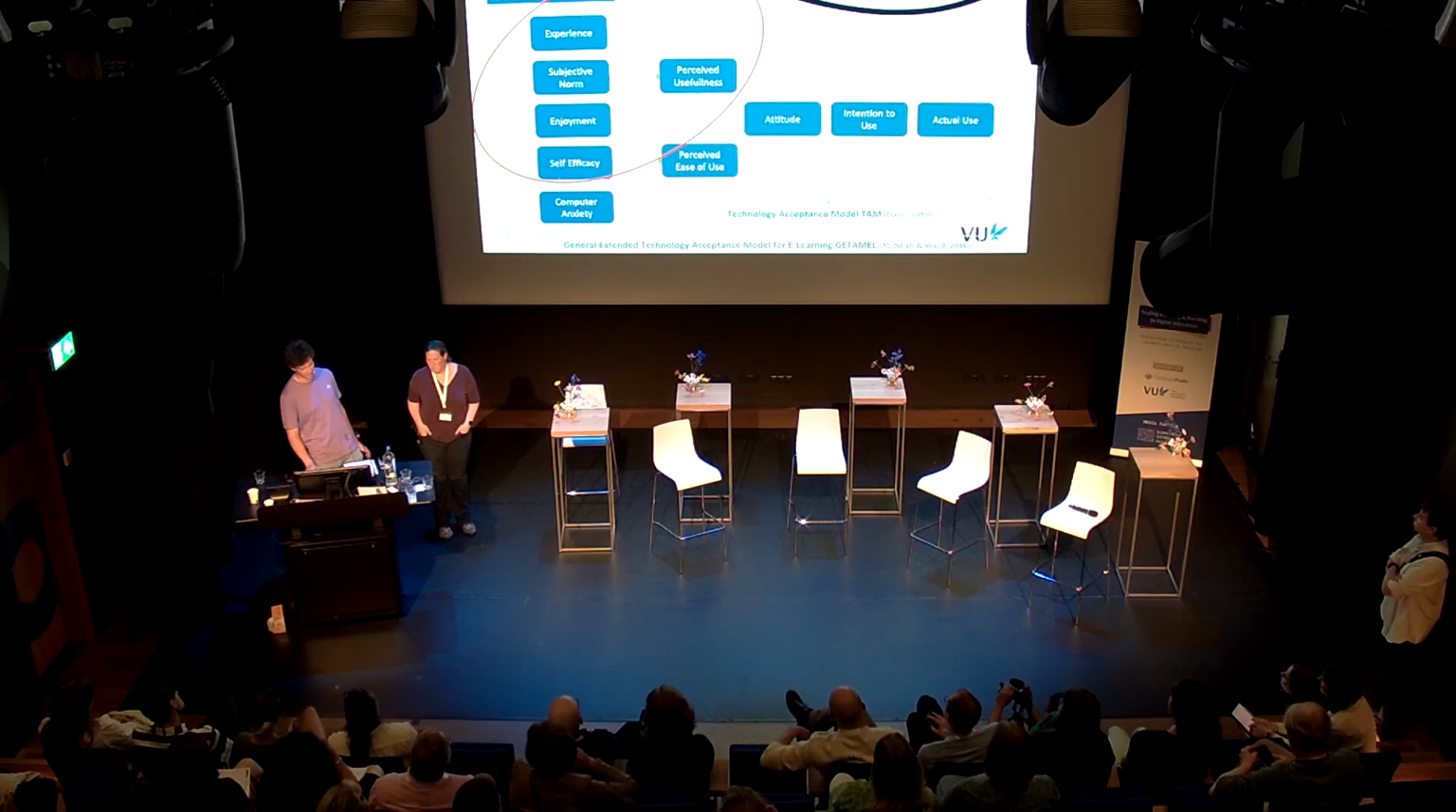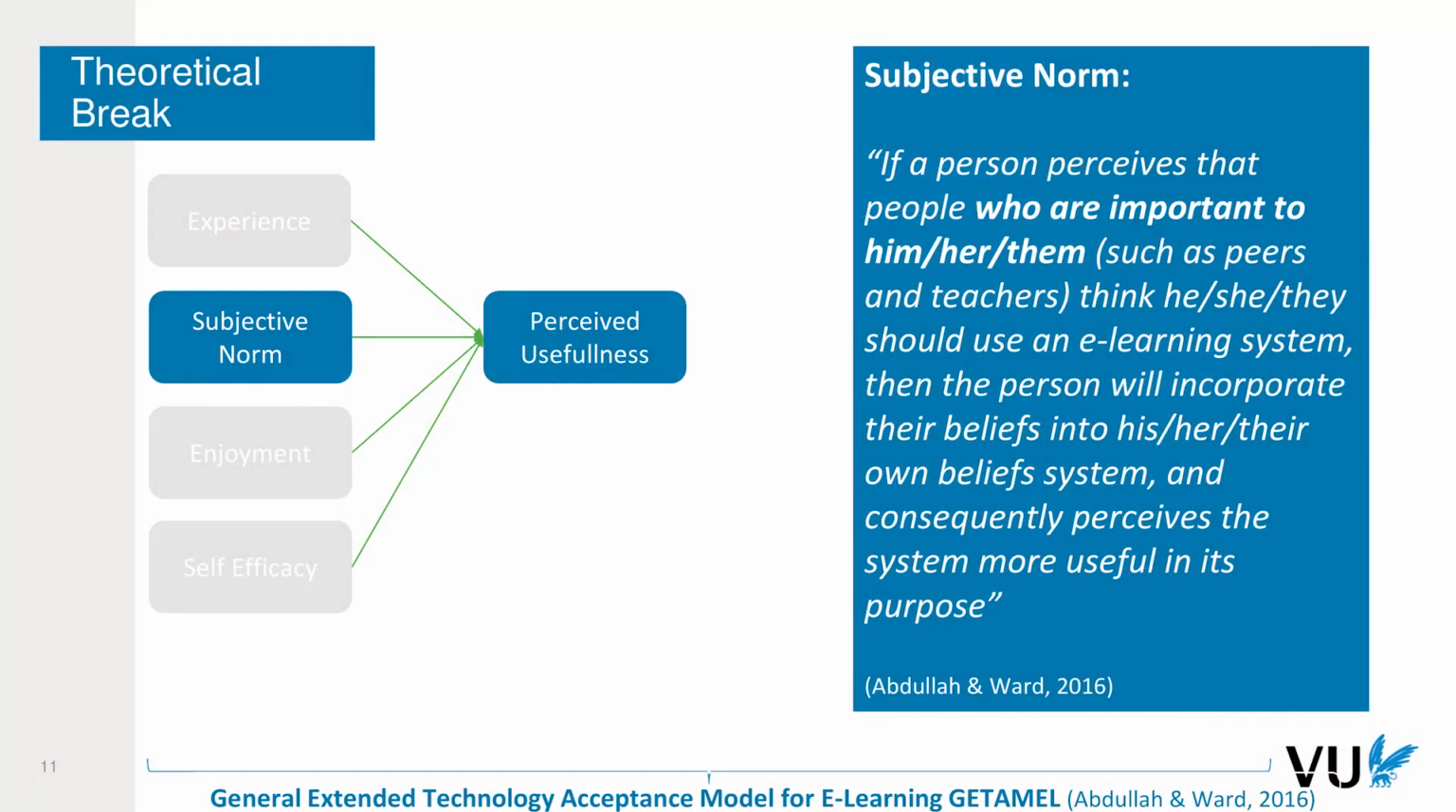And the first one I'm going to talk about is the subjective norm. For those unaware, subjective norm is basically about what you think other people think about a specific thing.